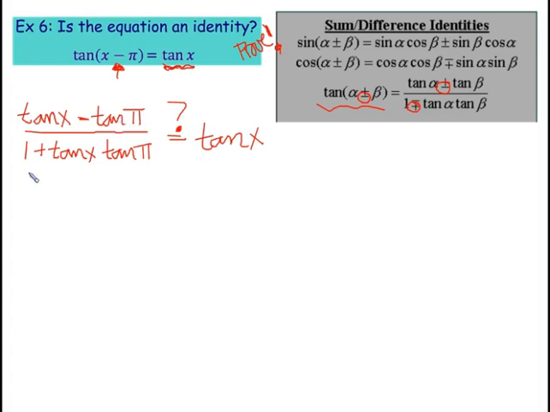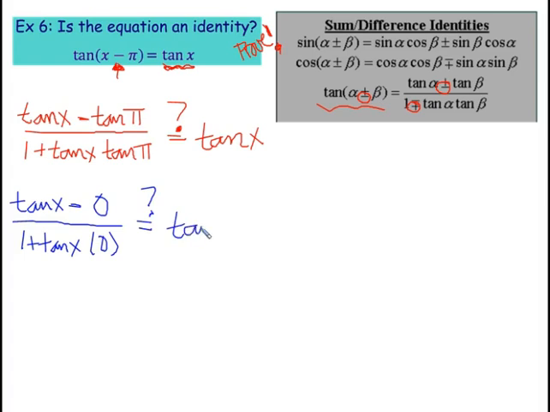Well, notice how tangent of pi, we can actually figure that out based on our unit circle. Tangent of pi is 0. So we can fill in that value for tangent of pi. Tangent of x minus 0 is just tangent of x. And notice how down here in our denominator, we have 1 plus tangent of x times 0. But anything times 0 is just 0. So really this tangent of x is disappearing and it's becoming a 0.